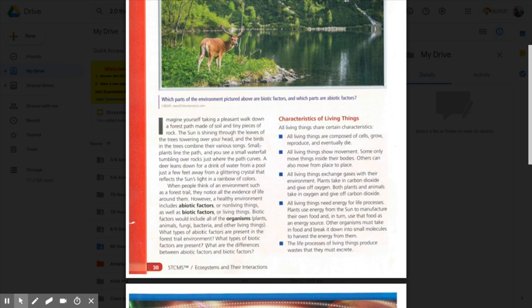All living things need energy for life processes. Plants use energy from the sun to manufacture their own food and, in turn, use that food as an energy source. Other organisms must take in food and break it down into small molecules to harvest the energy for them. The life process of a living thing must produce waste, and they must excrete.